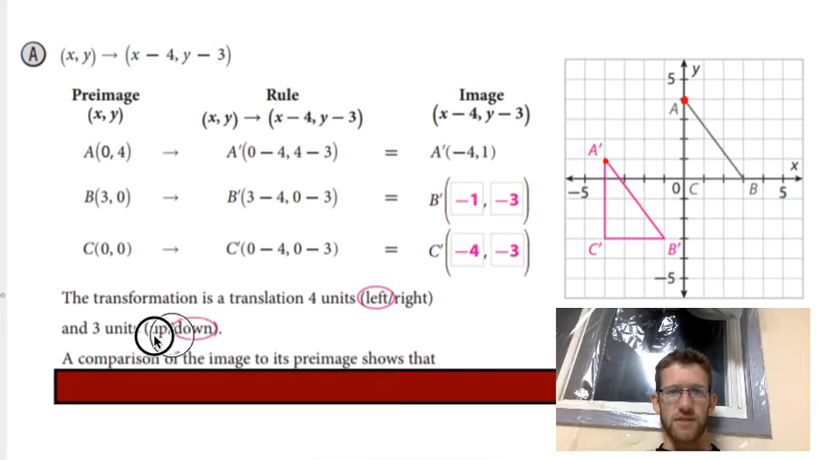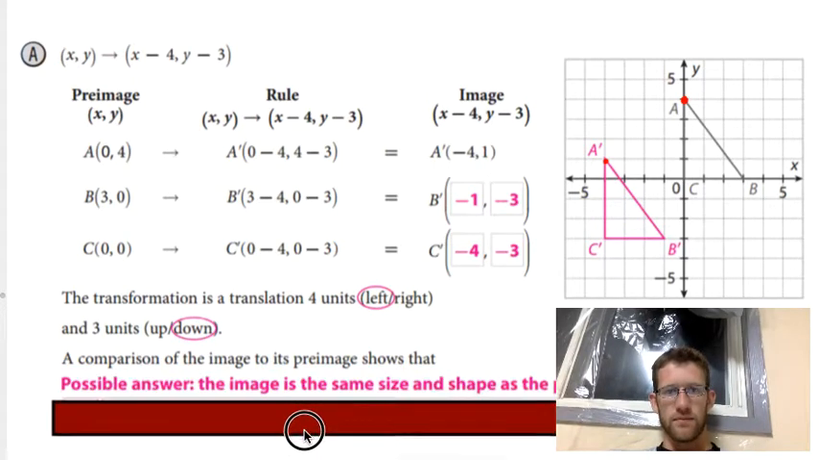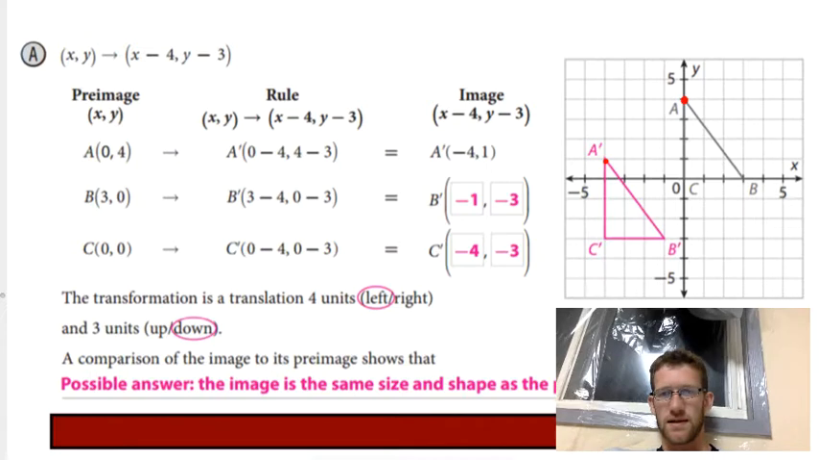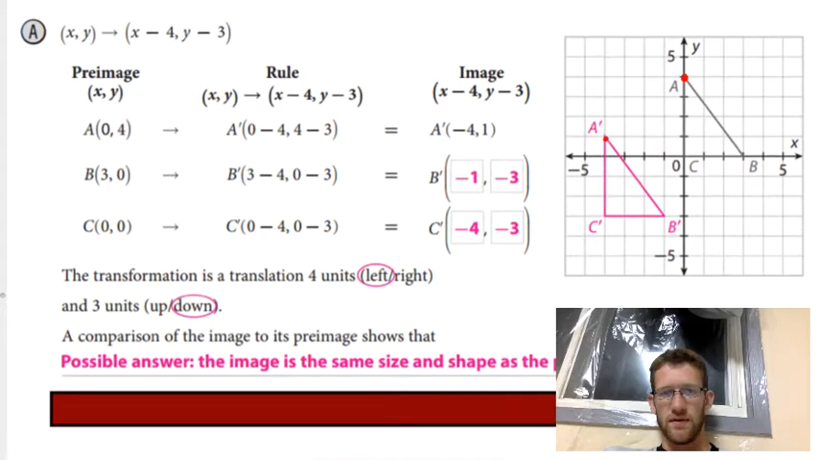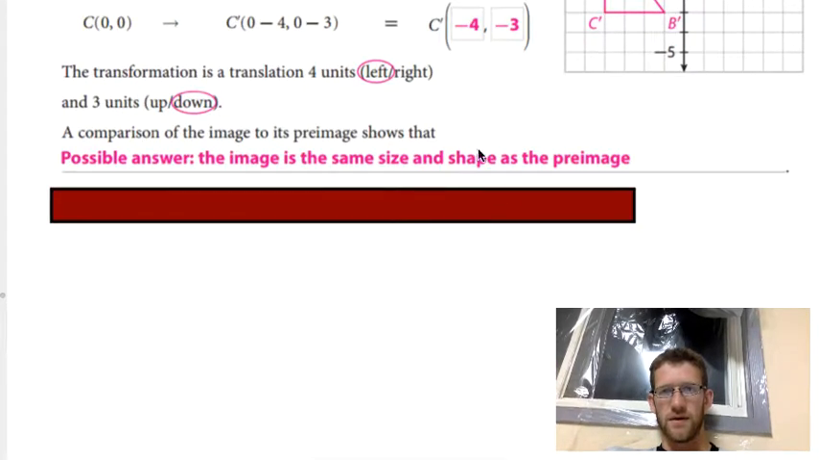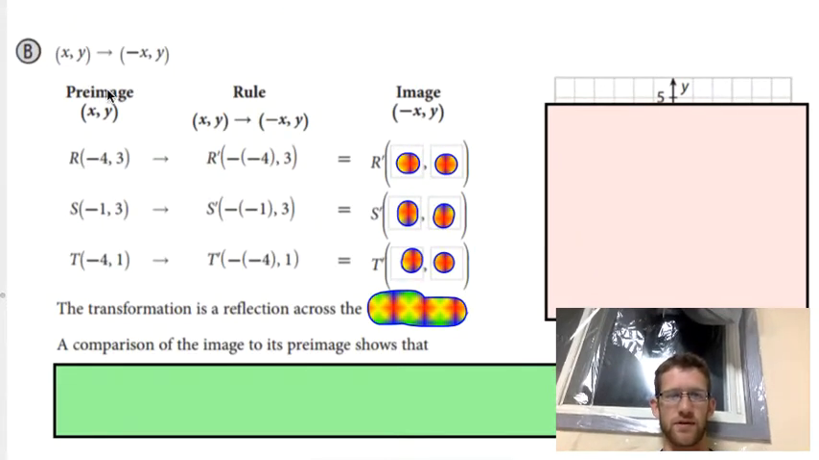So the translation went 4 units left and 3 units down. The size and shape are both preserved here. Sorry, the answer got cut off, but same size and shape, right? Okay, we'll do this other transformation.